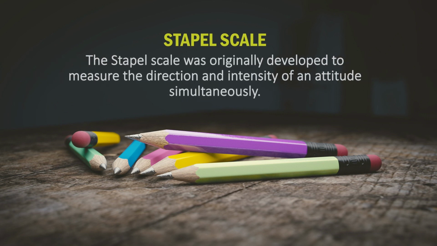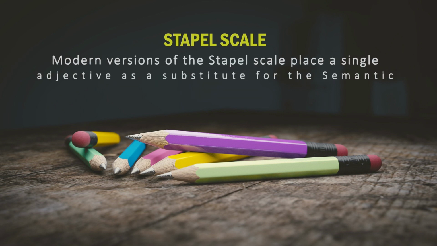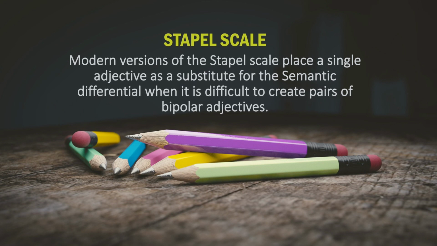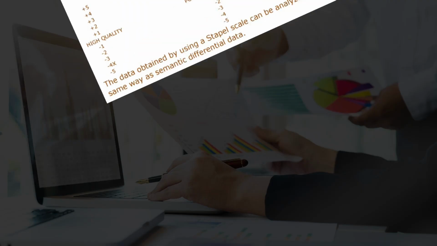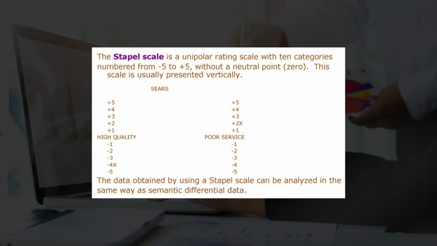So the Stapel scale was originally developed to measure the direction and intensity of an attitude simultaneously. The modern version of the Stapel scale places a single adjective as a substitute for the semantic differentials when it is difficult to create pairs of bipolar adjectives. So the modified Stapel scale places a single adjective in the center of an even number of numerical values.